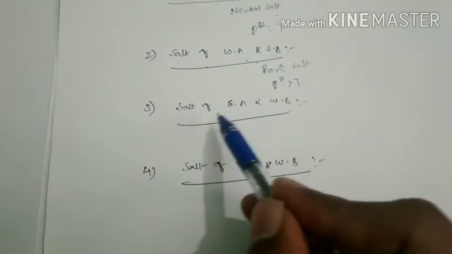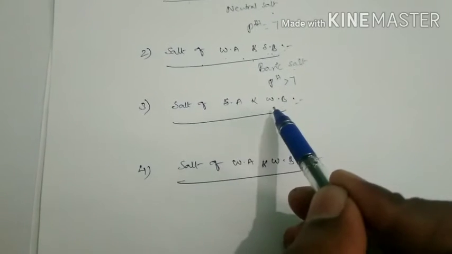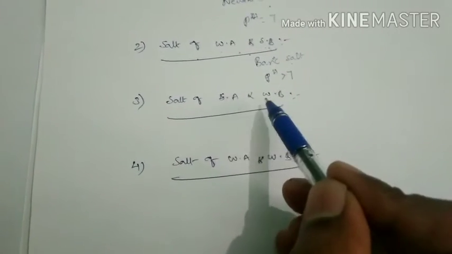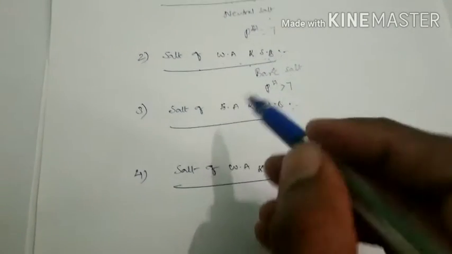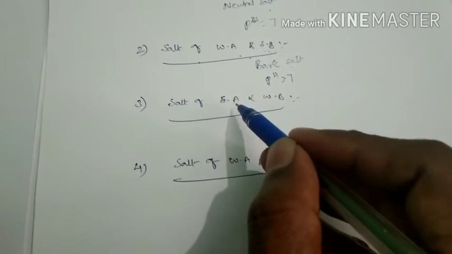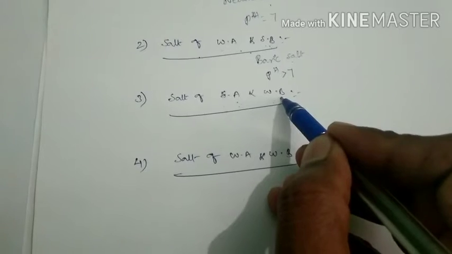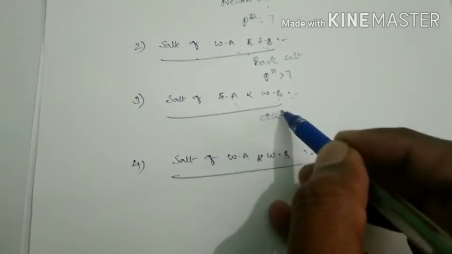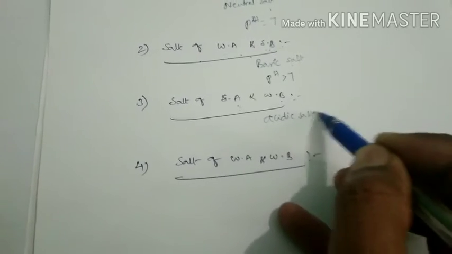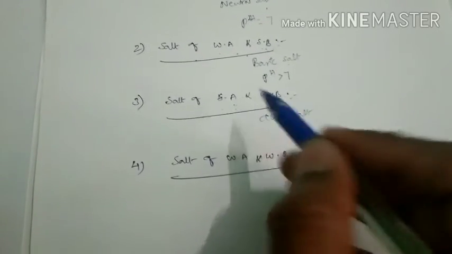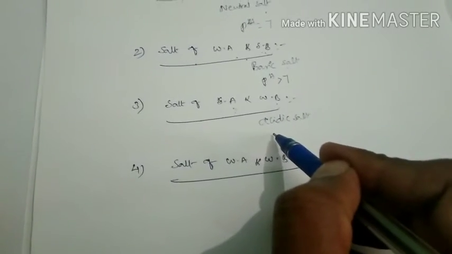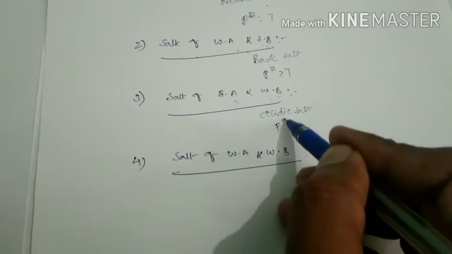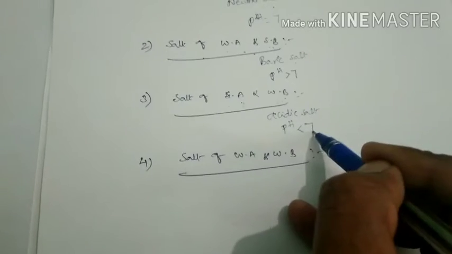Simple. Next one, salt of strong acid and weak base. That means this salt is formed from strong acid and weak base. So here the stronger character is what? Acid. The weaker character is base. So this salt is also called acidic salt, because acid is strong in this case. For acids the pH value is less than 7. So in this case, that means in acidic salts also, the pH value is less than 7.